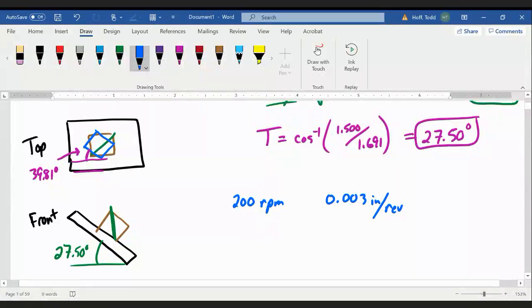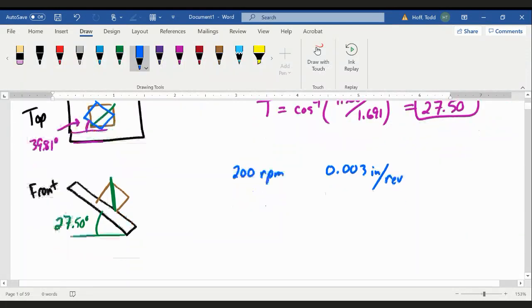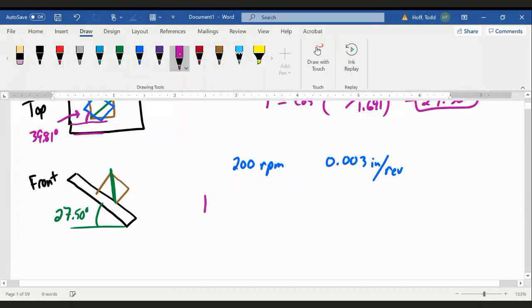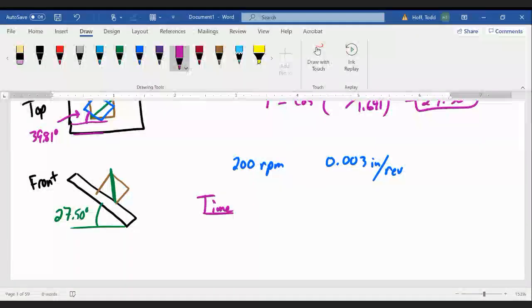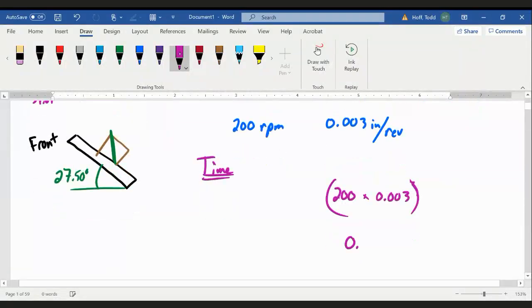Once this is set up and the drill makes contact with the material, our time to cut, or cut time, we're just going to put time here, time to drill the bore, is going to be 200 RPMs times 0.033 inches per revolution. That gives us our advancement per minute. That's saying we go 0.6 inches per minute. If I multiply that all out, I get 0.6. That's saying every minute that drill can go 0.6 of an inch into the material.